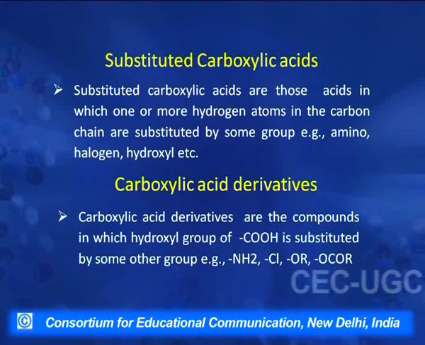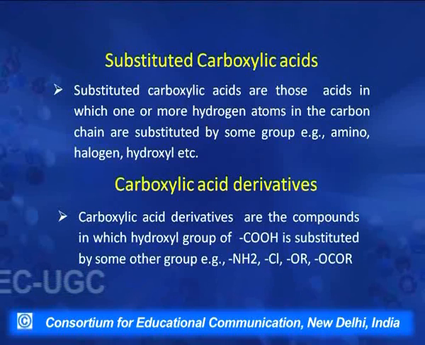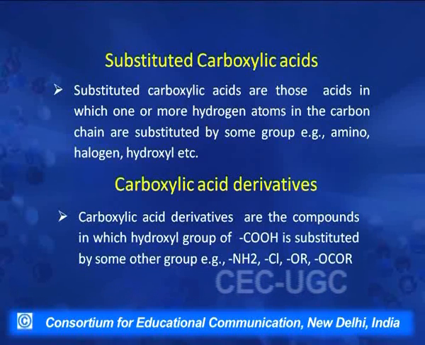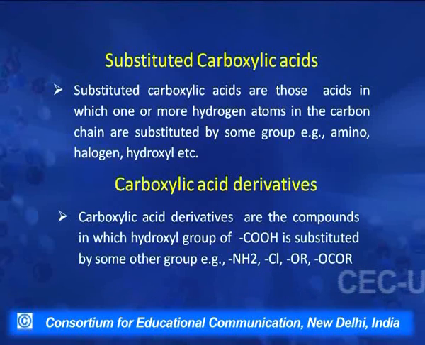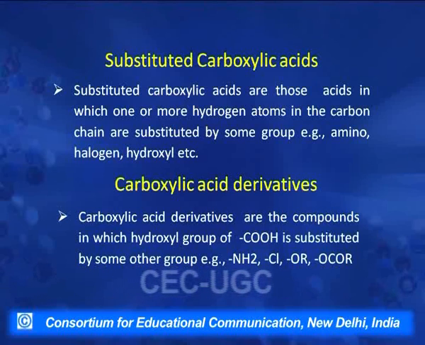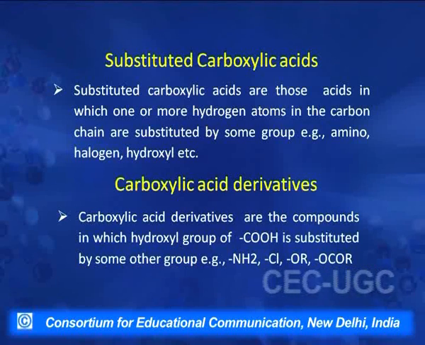But today we will discuss those carboxylic acids where the substituent is present on the side chain. We will not take up amino substituted carboxylic acids, because amino acids are more related to proteins and are discussed there. So, we are going to discuss halogen substituted and hydroxyl substituted carboxylic acids in today's session.